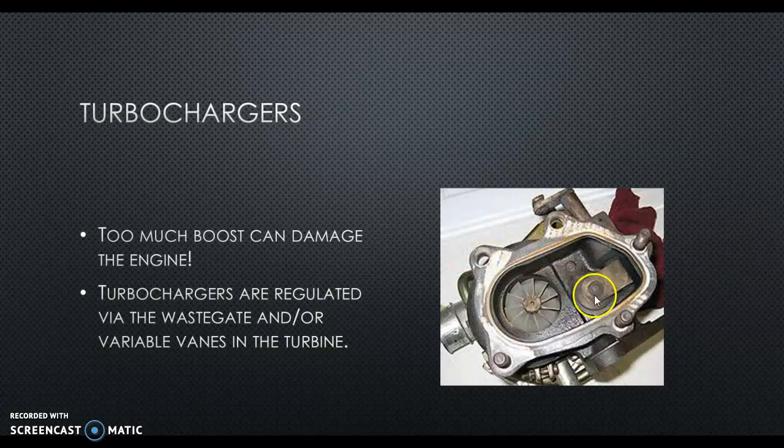What's going to happen is if there's too much pressure in the system, this wastegate opens, and that allows exhaust gases to bypass this turbine coming from the cylinder. So that's basically the gist of how the wastegate works.